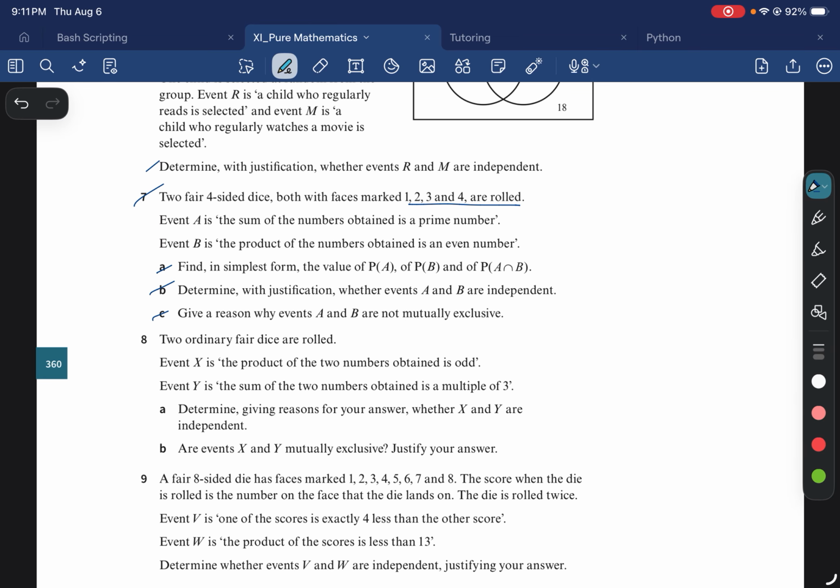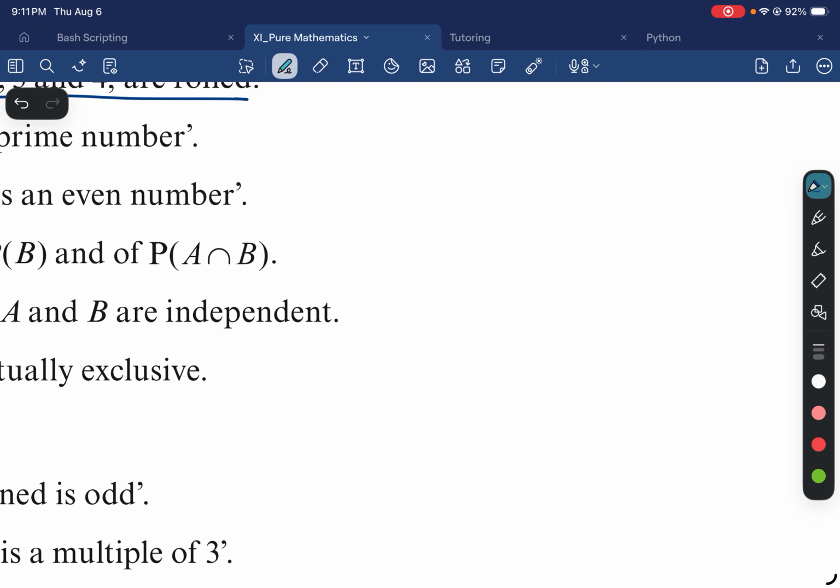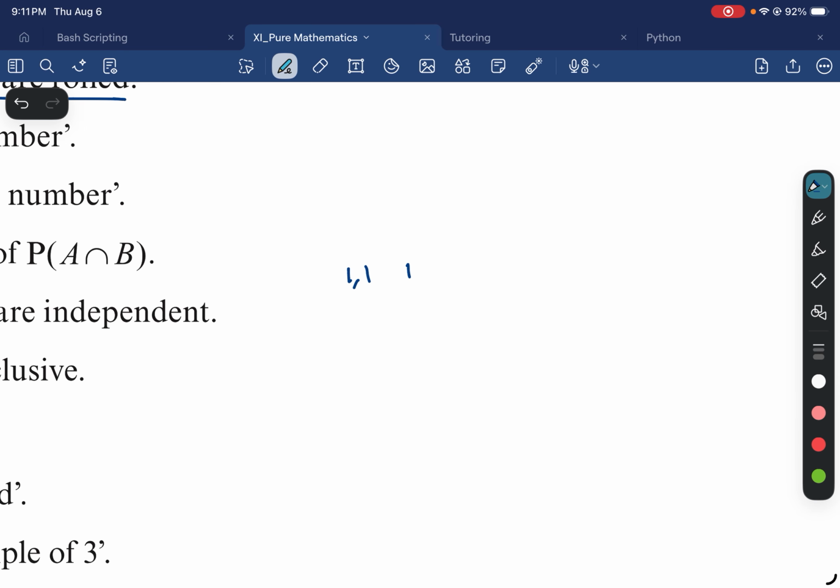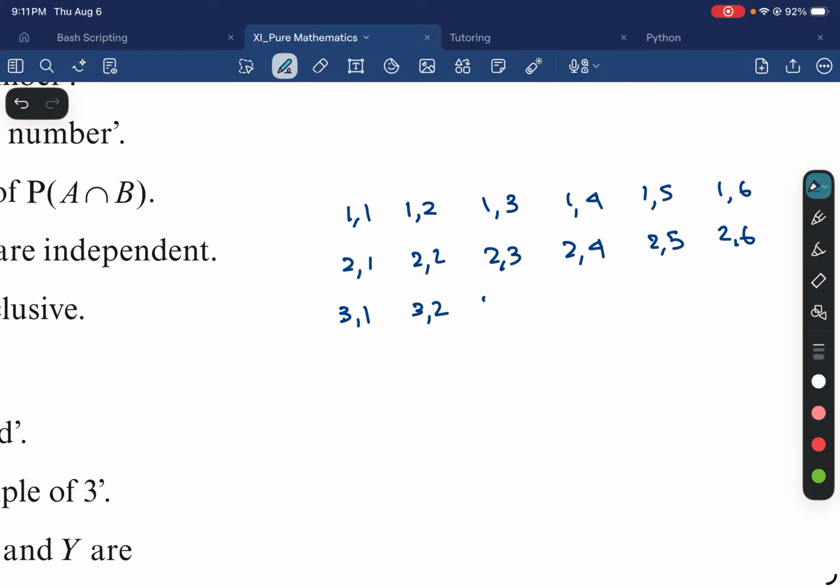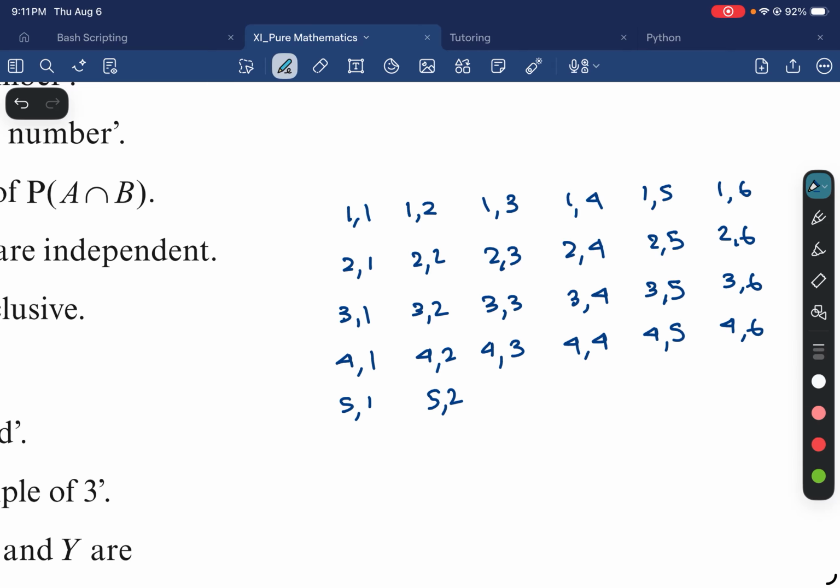All right. So 2 ordinary fair dice are rolled. So basically, again, just list the outcomes. And basically 1, 1, 1, 2. I'm just going to list them here. I'm not going to draw a table. 1, 4, 1, 5, 1, 6, 2, 1, 2, 2, 2, 3, 2, 4, 2, 5. If it's something listable, just list it because that's going to make your life easier. 4, 1, 4, 2, 4, 3, 4, 4, 4, 5, 4, 6, 5, 1, 5, 2, 5, 3, 5, 4.